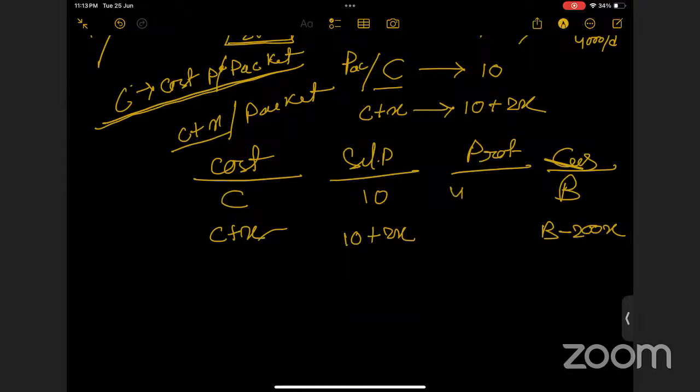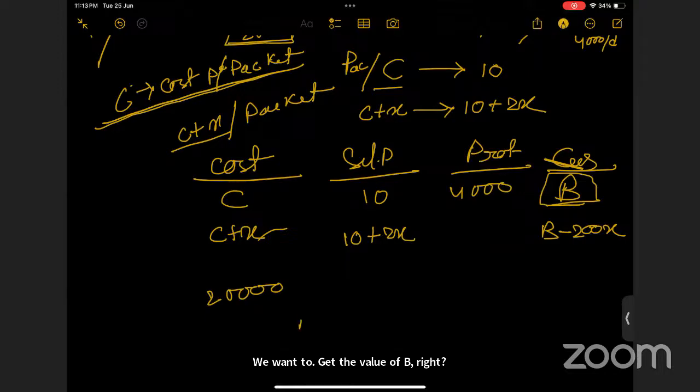So first of all, we have this profit per day. For per day, we have this. This is our selling price. We want to get the value of B, right? So what we can do, the number of customers into the number of selling price.